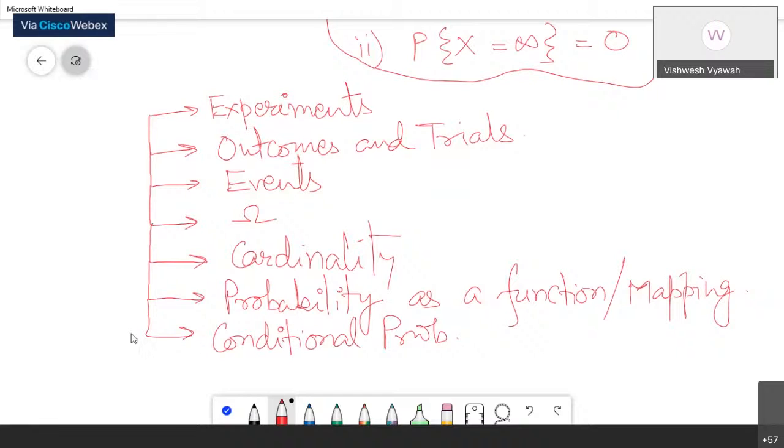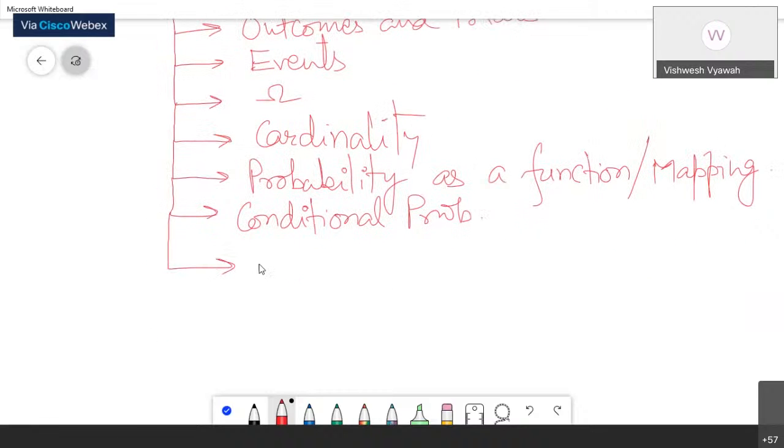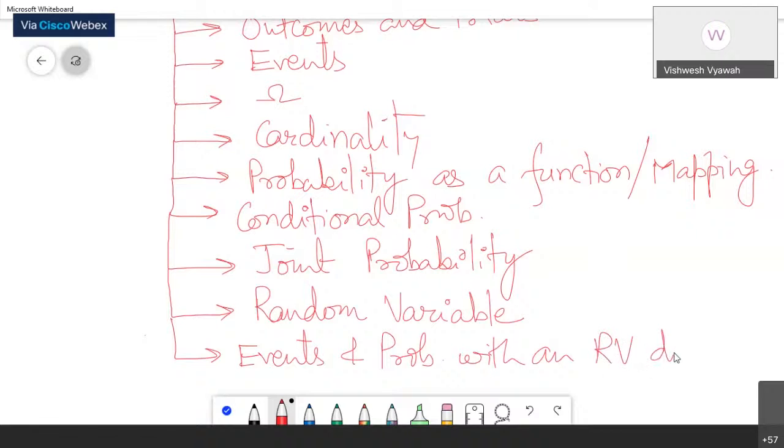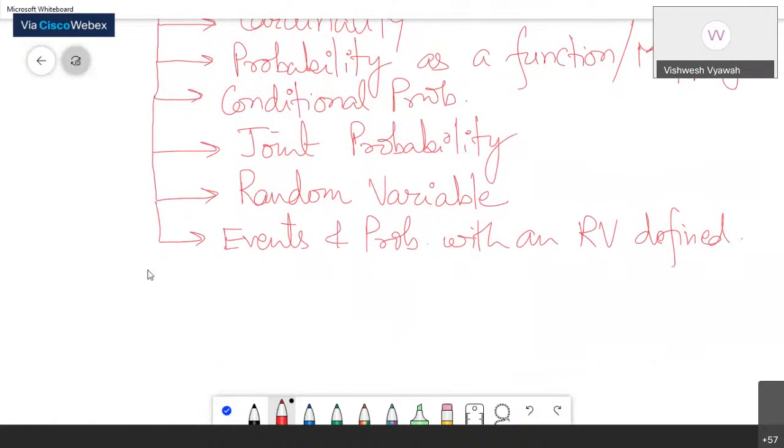Then we understood joint probability. We have skipped Bayes theorem and all those things. Permutations and combinations I will take in the next class. Then we understood random variable, and then we understood events and probability with an RV defined. These are some of the things that we have understood up till now.